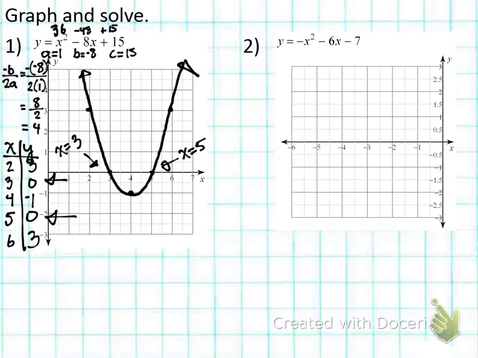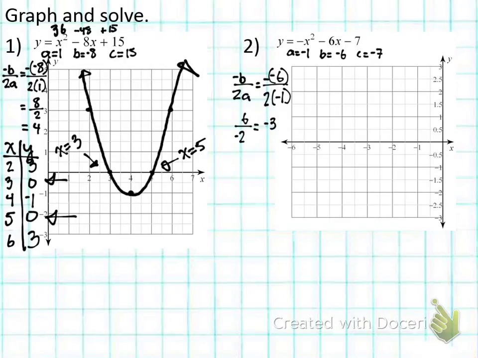Number 2, I have a, b, and c. It's in order: negative x squared minus 6x minus 7. Okay? So I know a is equal to negative 1, b is equal to negative 6, and c is equal to negative 7. Then I'm going to start with negative b over 2a. Plugging in my values, b is equal to negative 6, so this is negative 6 over 2 times a, which is 2 times negative 1. Negative 6 over negative 2 is negative 3.